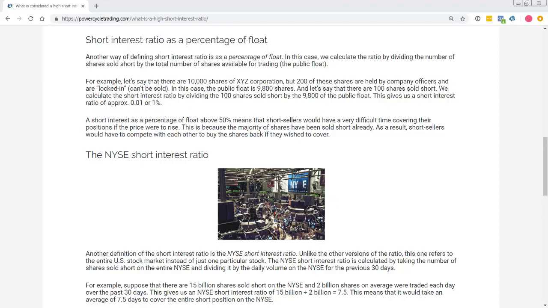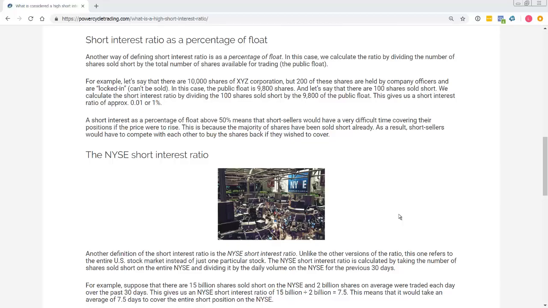So when you start looking at stocks that have a short interest or percentage float of 50%, this means that the short sellers would have a very difficult time covering their positions if the price was to go up. And that, again, can start what we call a short squeeze and really make it accelerate. So, whenever you see 20%, 30%, 40%, 50%, you need to be very, very careful if you're looking to short stocks that have that kind of high percentage of short interest.